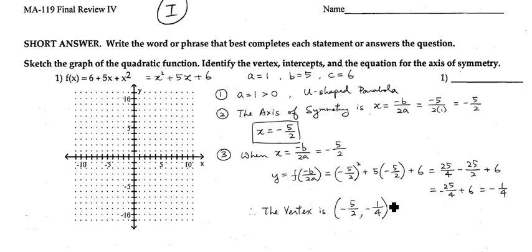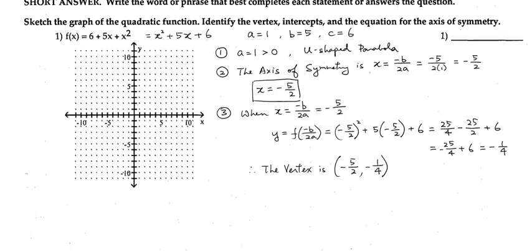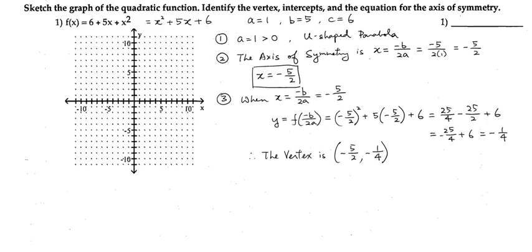Number 4, we need to find the y-intercept. Now y-intercept is not difficult to find. The y-intercept is 0, comma, c. And since we know c would be 6, so we have 0, comma, 6.